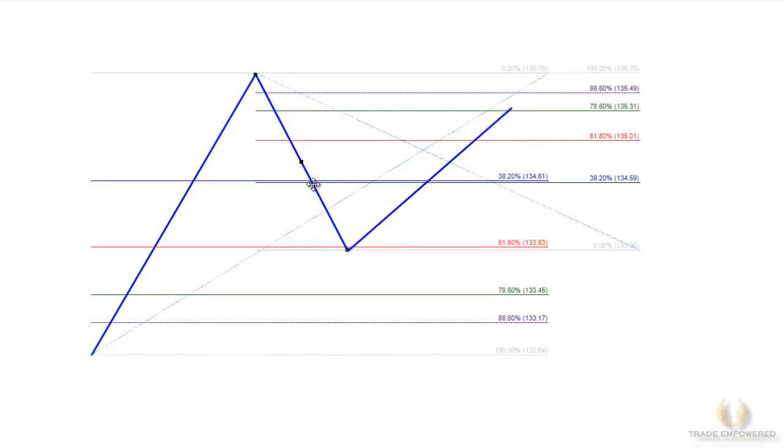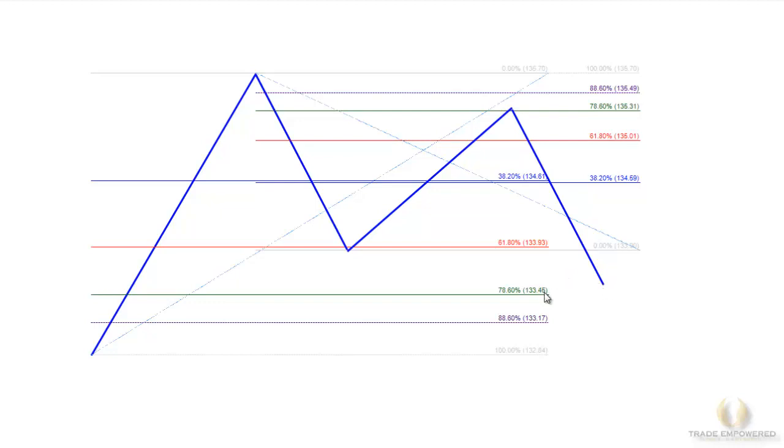Now for our pattern completion, we'll once again copy and paste our A to B leg, just like we would do with any ABCD pattern. We'll tag that on to the end of our C leg and project where an ABCD pattern completion would put us. So we're looking for this ABCD pattern completion.